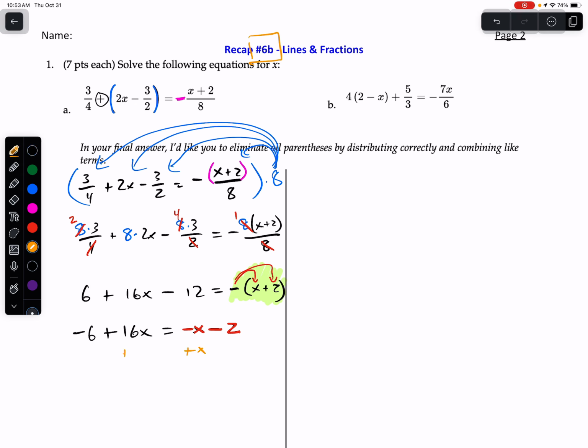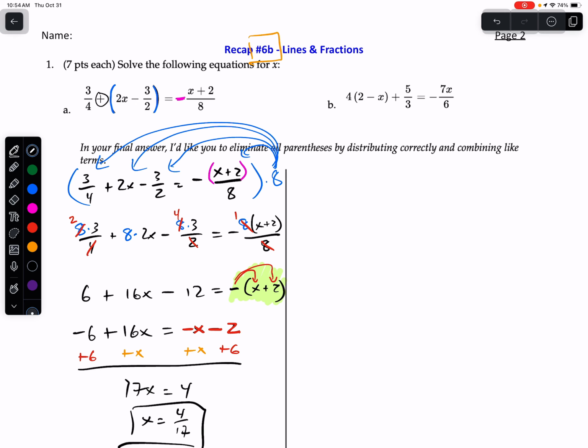So I'm going to add x on both sides and add 6 on both sides and get 17x equals 4. So x equals 4 over 17. And we're done. Okay, next one.